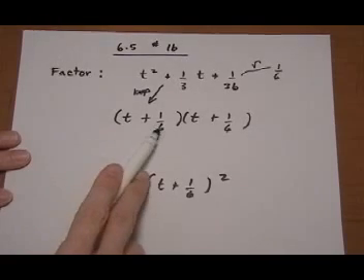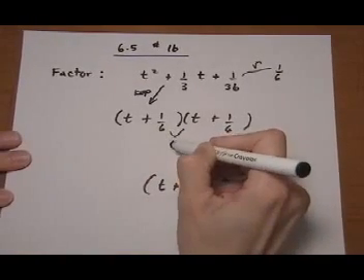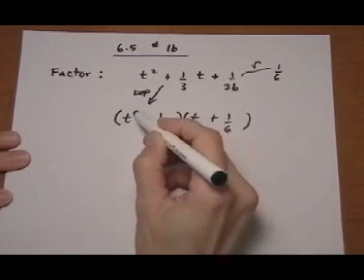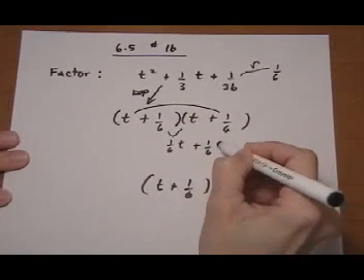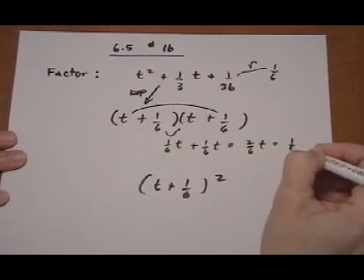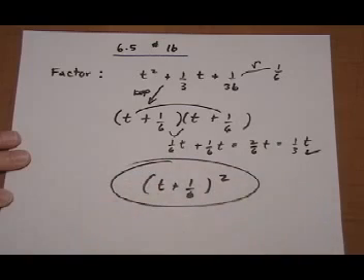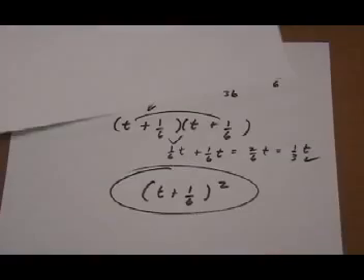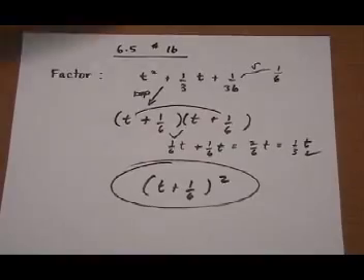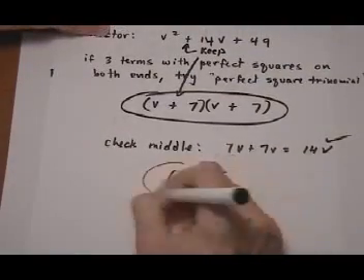So now I double check the middle term to see if I'm getting the right middle. So I'm getting 1/6t plus 1/6t equals 2/6t, which is reduced to 1/3 t. Yep, the middle works. So that would be my final answer. And on number 14, the final answer would be v plus 7, whole thing being squared.